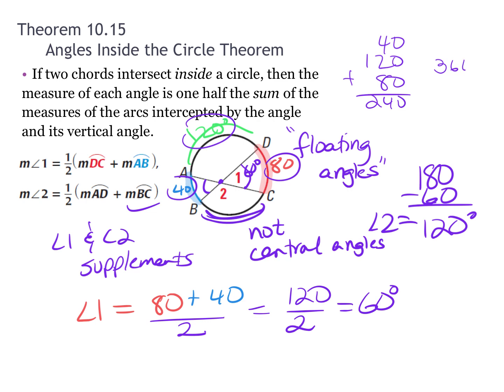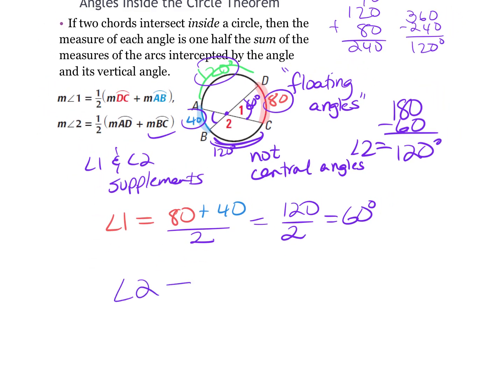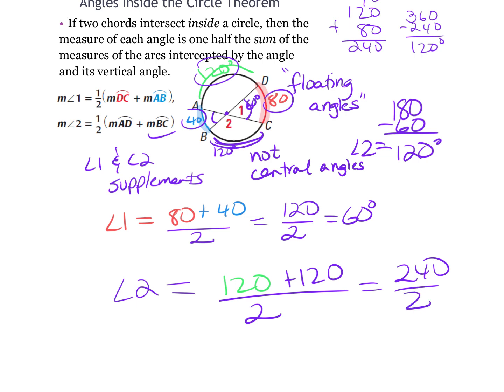Subtract that from the whole circle. And then BC, coincidentally enough, would also be 120. It's not always going to be congruent. So in this case, if I wanted to find angle 2, I would add the 120 from AD to the 120 from BC, divide it by 2, 240 divided by 2, and I could still get angle 2 equals 120. Same answer I got when I just subtracted it from 180. So again, multiple ways to do these.